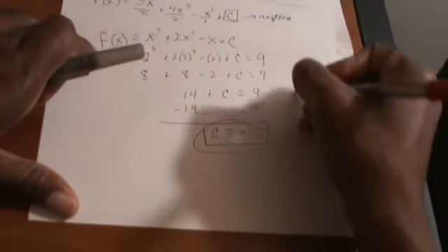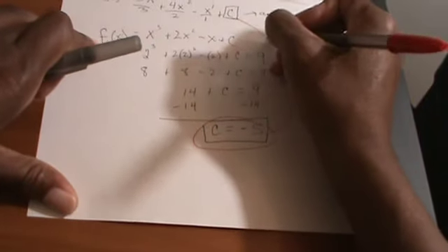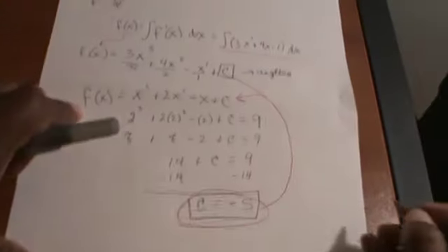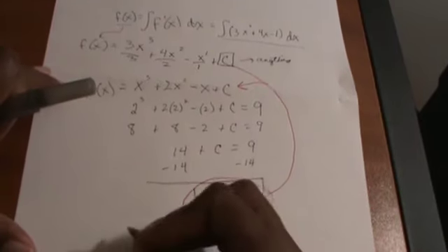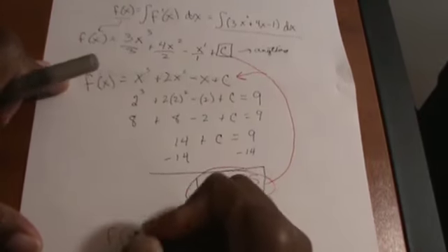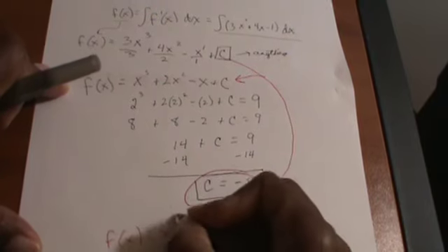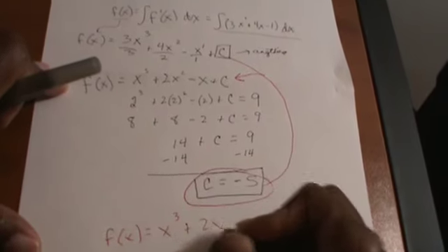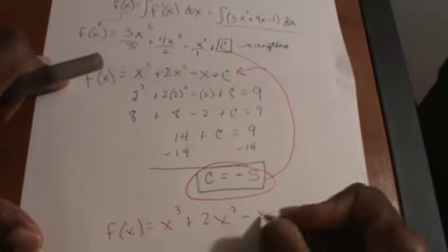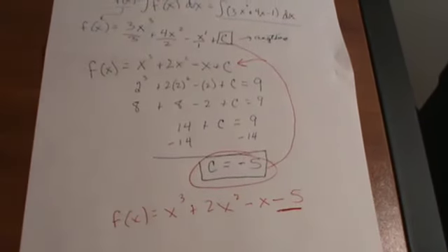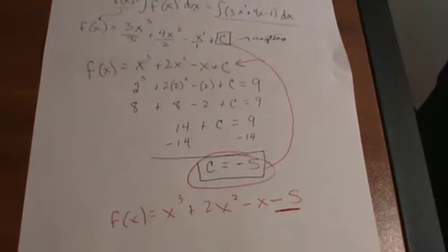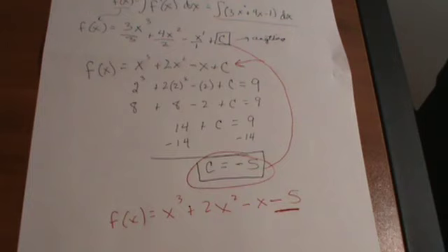I'm going to put it right, oops, this is probably more appropriate, right here. And that tells me that the function I'm looking for, f of x, equals x cubed plus 2x squared minus x minus 5. There it is, right there. You have your C. So now you have the function that is appropriate for this initial condition. Okay?